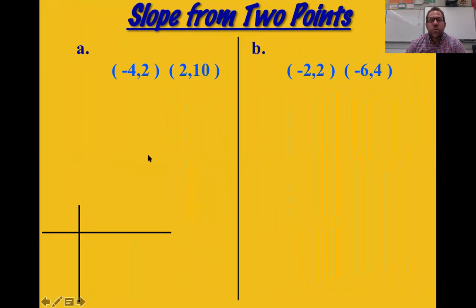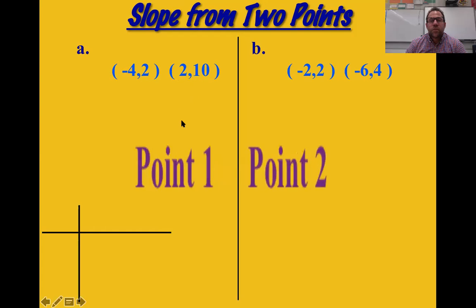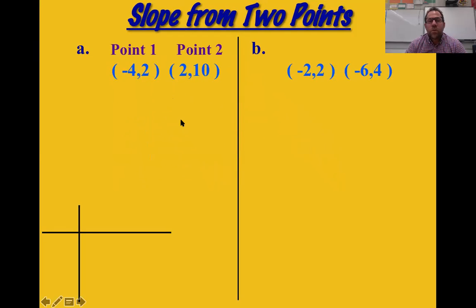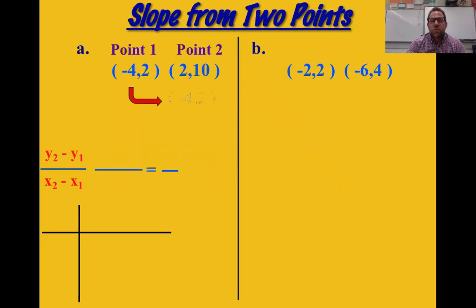The first thing we want to do in this problem, we've got 2 points, (-4, 2) and (2, 10). First we want to label them, point 1 and point 2, to keep track. Then we'll set up our formula here. We want to stack those, so I'm going to stack those, and now we can use our formula.